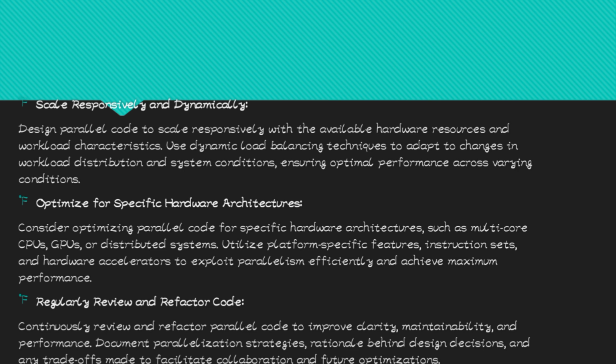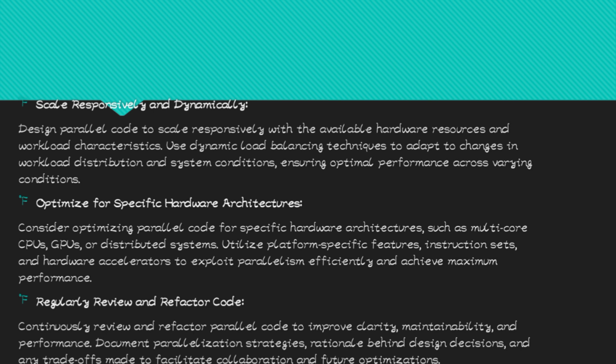So consider optimizing parallel code for specific hardware architectures such as multi-core CPUs, GPUs, or distributed systems. Utilize platform-specific features, instruction sets, and hardware accelerators to exploit parallelism efficiently and achieve maximum performance.